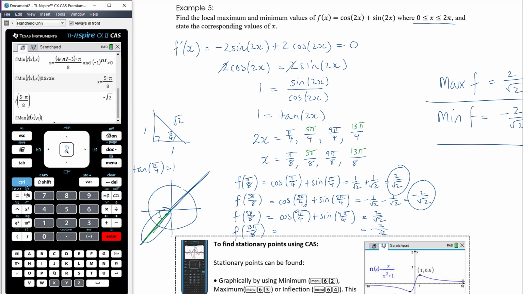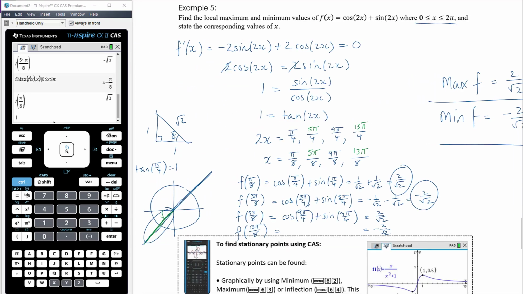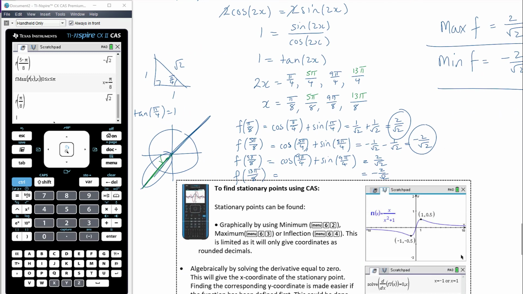Given that 0 is less than or equal to x, which is less than or equal to pi. So function maximum happens when x equals pi on 8, and then obviously substituting pi on 8 into your function to find what that maximum value is, which is positive root 2. Okay, so you can use function min and function max.